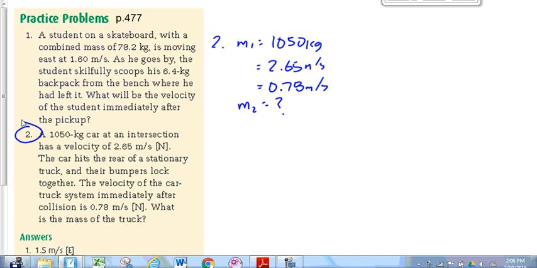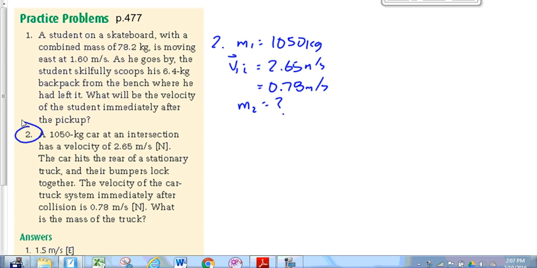Tell me what the 2.65 is. The 1,050 kilogram car at an intersection has a velocity of 2.65 meters per second. Is that V1 or V2? Object 1 or object 2? The car or the truck, Dom? That's the car. So we're going to call it V1. But is it V1I or is it V1F? It's going to be V1I, the initial velocity of object number 1.